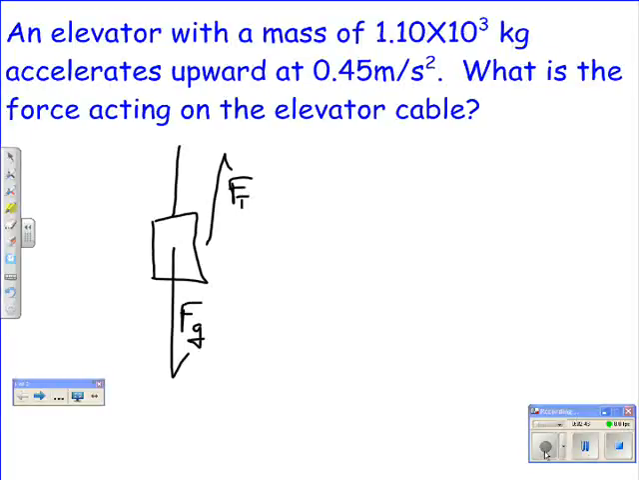Now, if that's all that there is, these two forces are equal, right? But what else is the elevator doing? It's accelerating. Now, in order to accelerate, our forces are now unbalanced, correct? We've got another force acting upward that we'll call our accelerating force. All right, that's the force that causes it to accelerate.